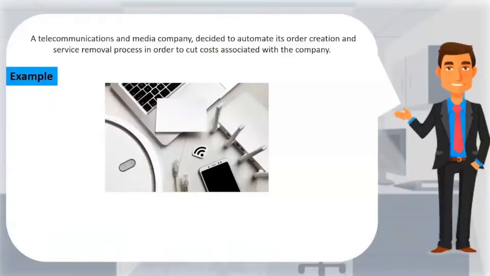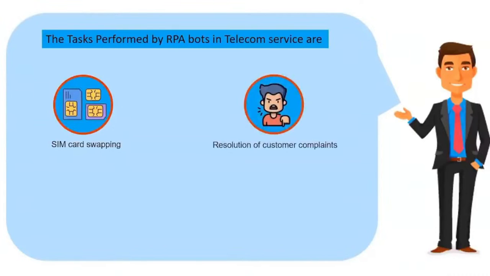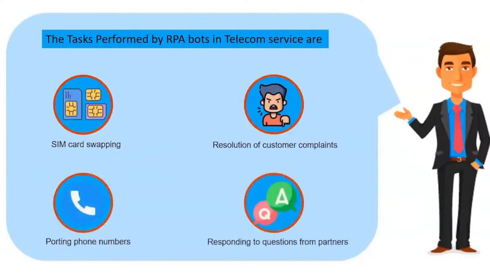Consider an example. A telecommunications and media company decided to automate its order creation and service removal process to cut costs associated with the company's speed booster discount service and deal with a massive amount of transactional data. With the implementation of RPA, it becomes simple to automate the order build process and service removal activity. The tasks performed by RPA bots in telecom service are: it checks on the credit and SIM card swapping, resolution of customer complaints, porting customer phone numbers, responding to questions from partners.